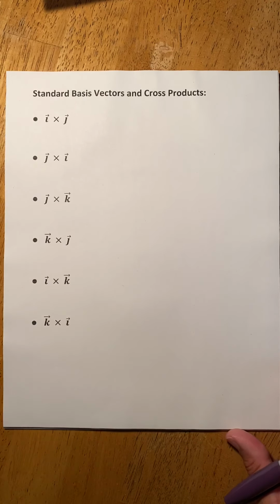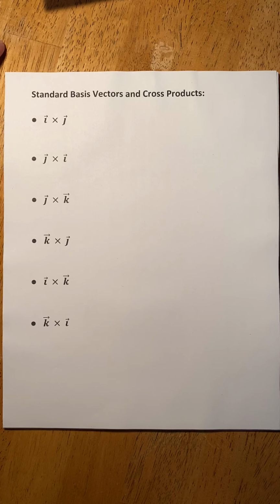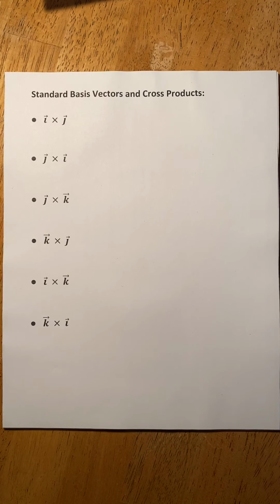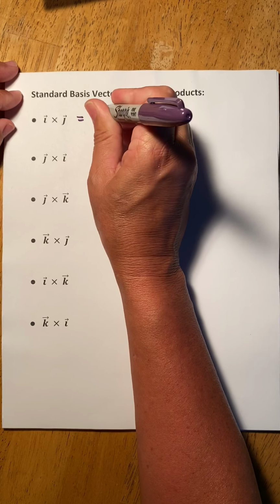Standard basis vectors and cross products. Remember, standard basis vectors are vectors that are parallel to the x, y, and z axis and have length 1. If we take the cross product of i and j, it's going to give us vector k.